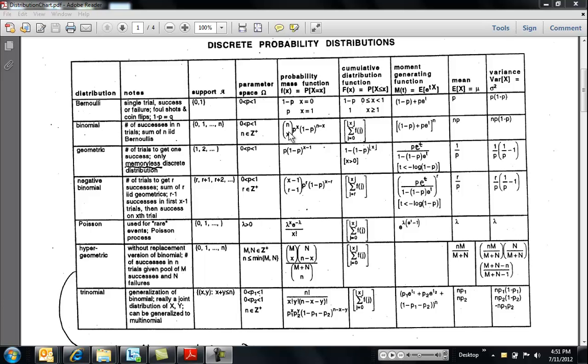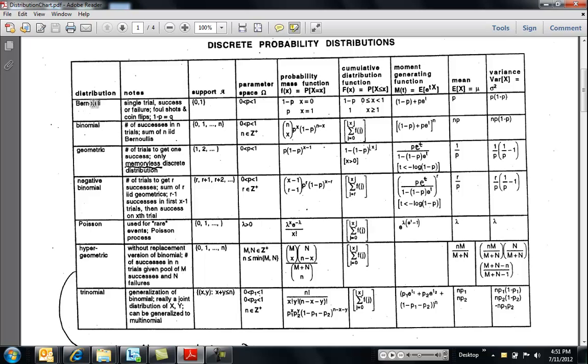I think it's a really nice chart to always have handy, especially when you do the homework in chapter 5 and chapter 6. So I'm just going to point out that for discrete, you should be familiar with actually most of these.